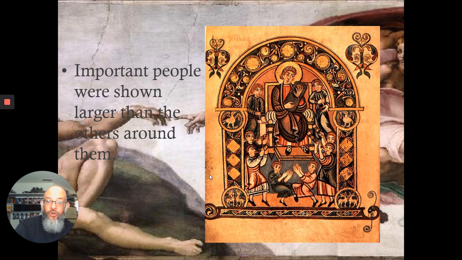Important people were shown larger than others around them. So here you have, I believe, King David, and he's huge, right? Everyone else is a little bit smaller. He's playing his harp. If you know the story, you know where this is from. But yeah, the religious people are usually bigger than everybody else. In other words, they're trying to show importance.